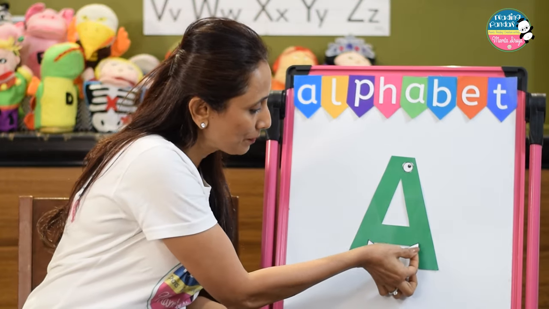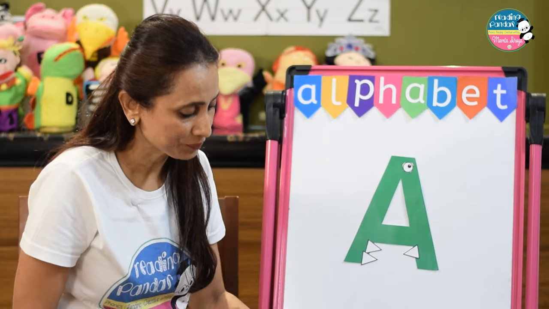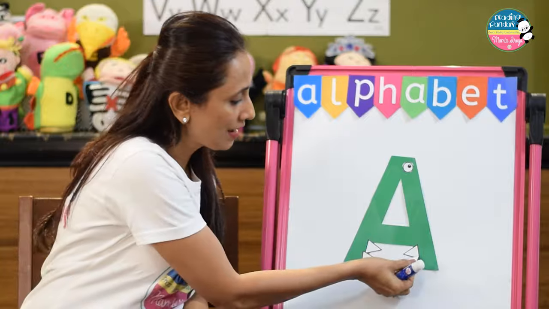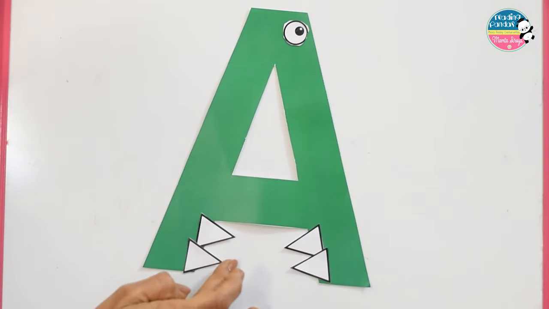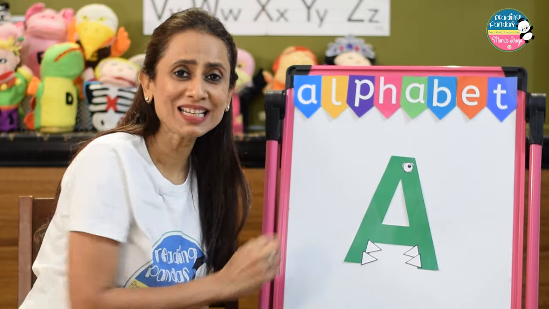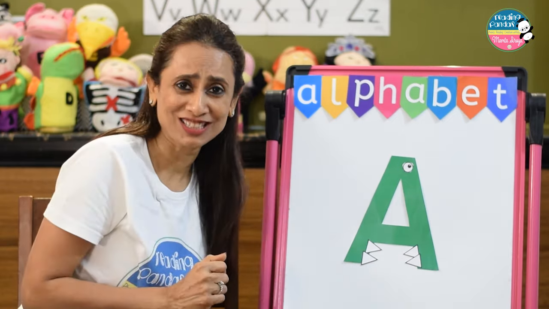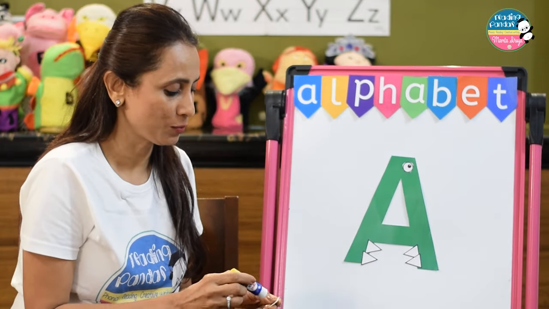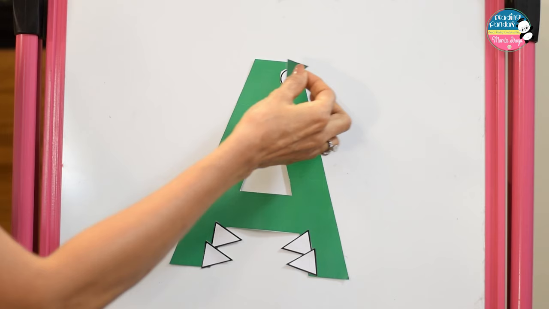And then we take one more white triangle and just apply some glue here, and paste it on this side. And one more time, just put some glue here. And there you go. Sharp teeth. This alligator's got sharp teeth. Ouch!